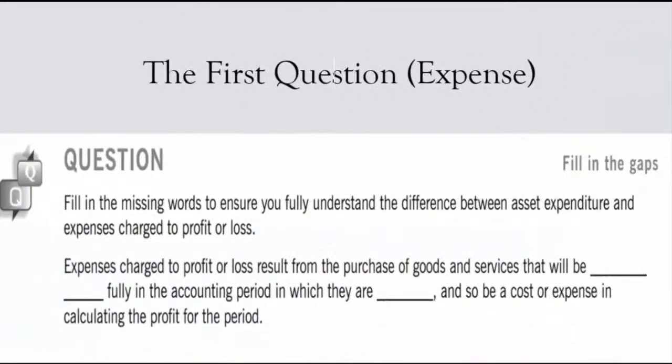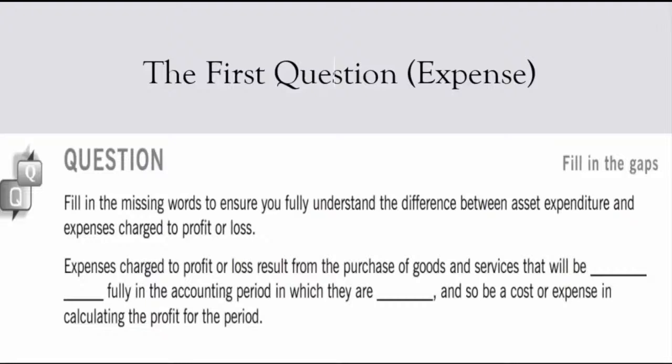Let's understand the question. First, the question is asking us to do 2 things. 1. Understand what expenses charged to profit or loss are by completing a definition. These are costs for goods and services that the business uses up within the current accounting period. Things that are consumed or finished during the year. 2. Understand what asset expenditure is by filling in a definition. This refers to money spent on long-term assets that will help the business beyond just the current year. Both definitions are incredibly important because treating these costs correctly in the accounts ensures the business reports accurate profits.